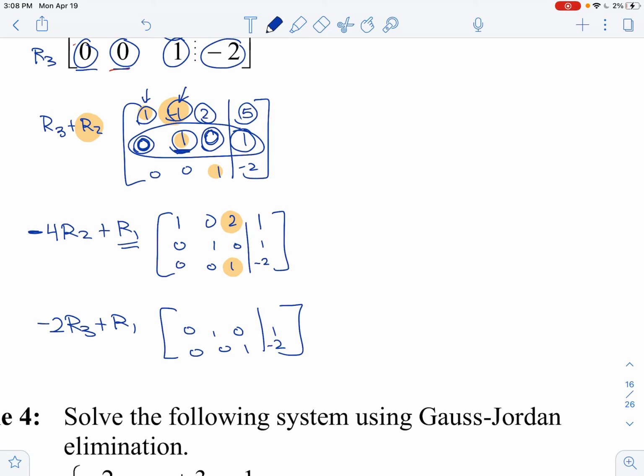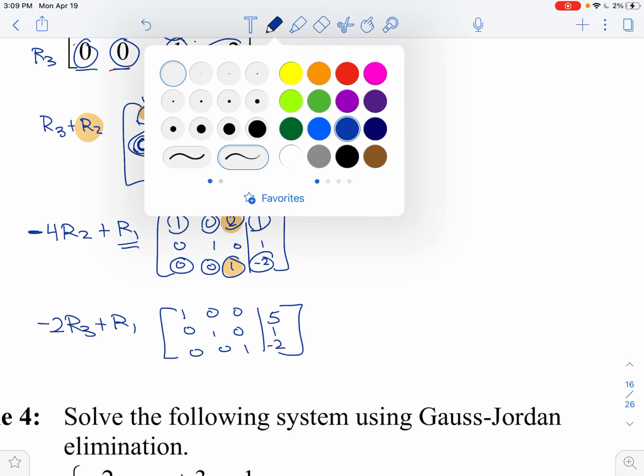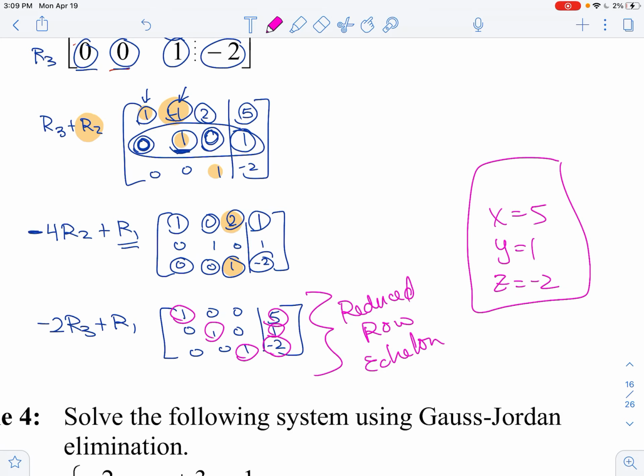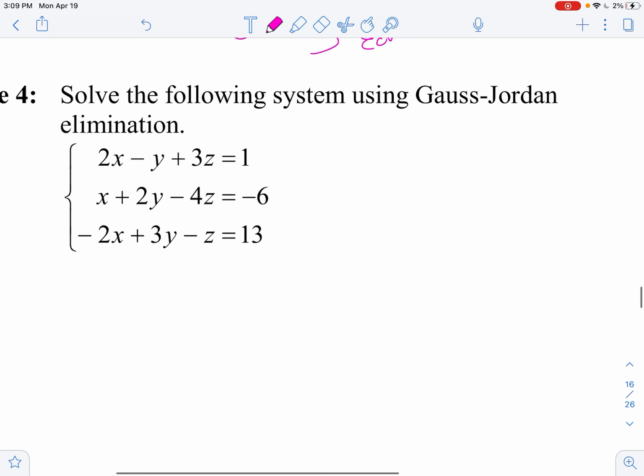So we're going to go -2 times 0 plus 1 is 1. -2 times 0 plus 0 is 0. -2 times 1 is -2 plus 2 is 0. -2 times -2 is 4 plus 1 is 5. So you can see here that now we're finally in reduced row echelon form, which tells me that 1x equals 5, 1y equals 1, and 1z equals -2. And that is our solution. We do not have to use back substitution for that.